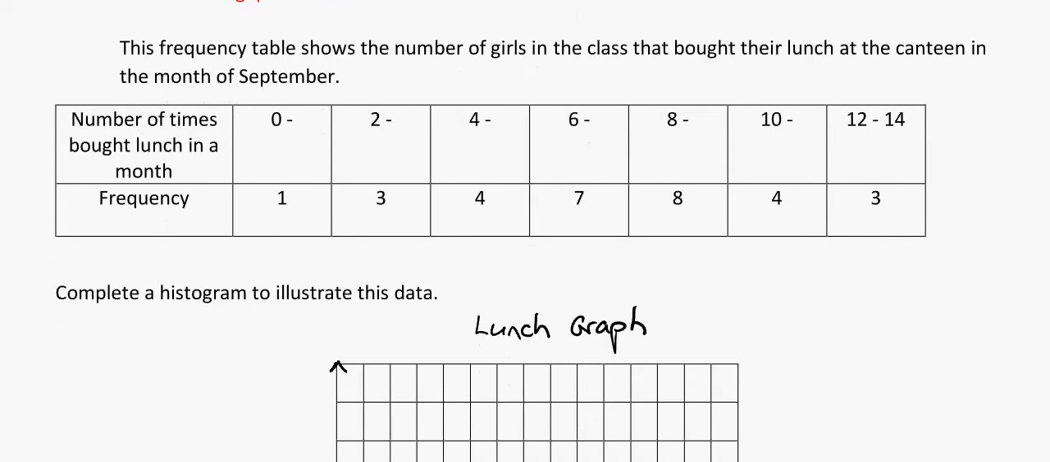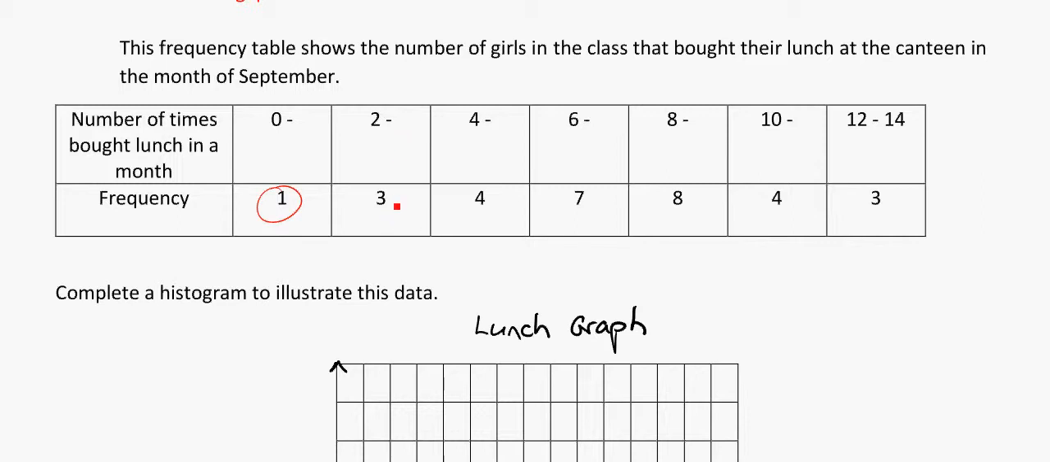This frequency table shows the number of girls in the class that bought their lunch at the canteen in the month of September. So 0 up to 2, there was one girl. Now it's up to 2, so 2 is not included, so really that's just 0 or 1. Okay, 2 and up to 4, so really it's 2 or 3 times.